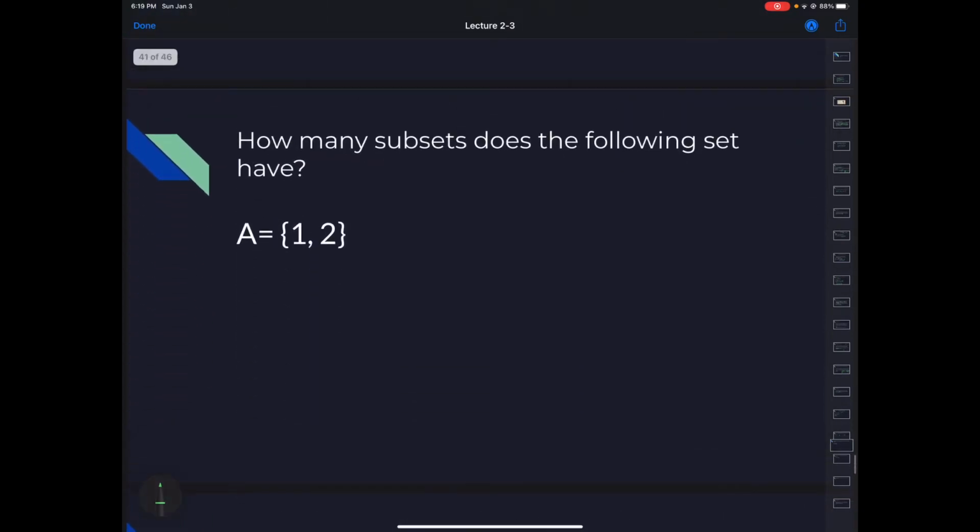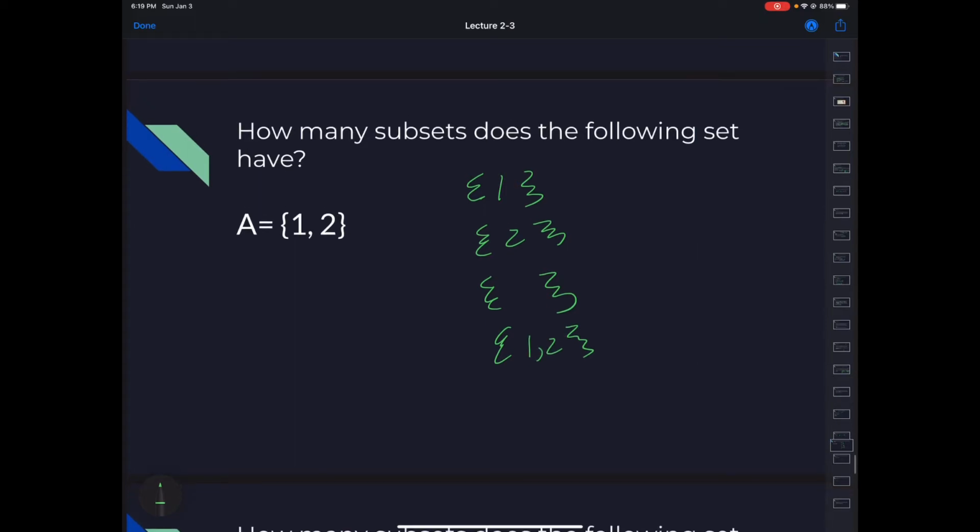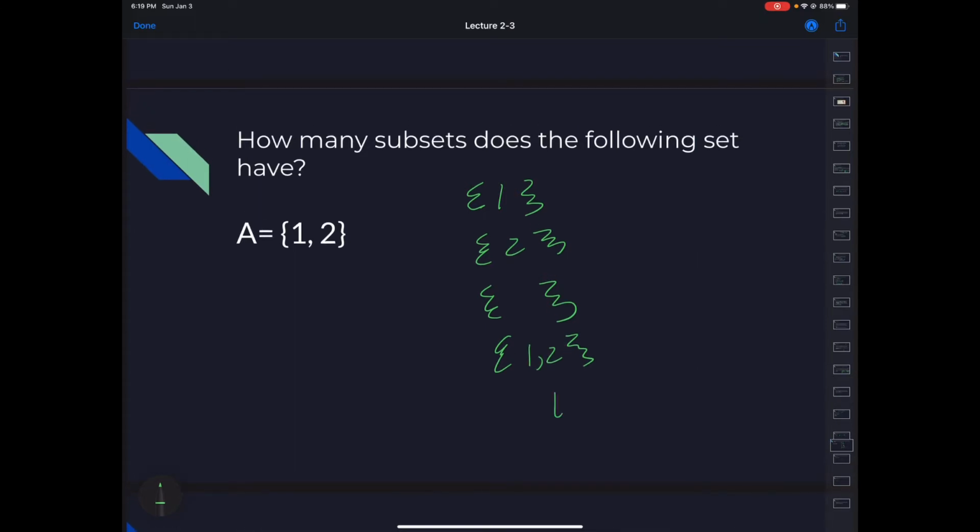How many subsets does this set have? Let's count them. We have 1, we have 2. We have the empty set. But we also have one more set, which is actually the set itself, once again, which is 1, 2. So this time we have 4 subsets.